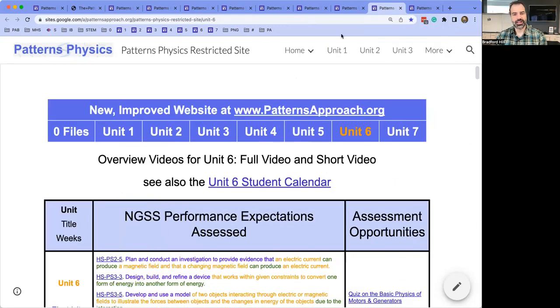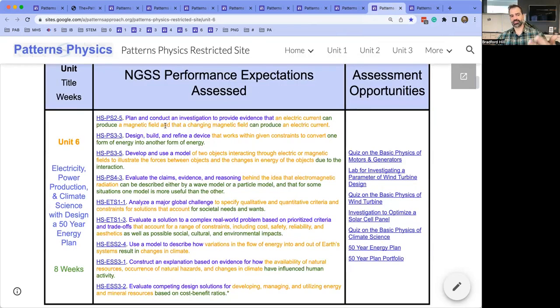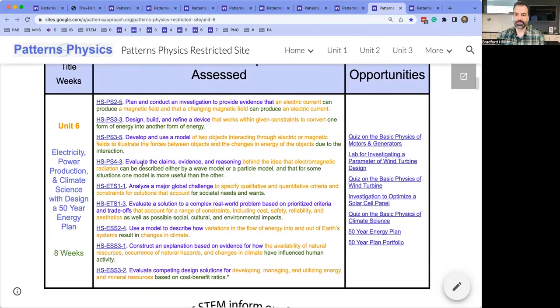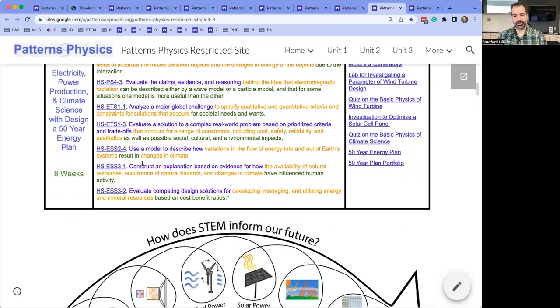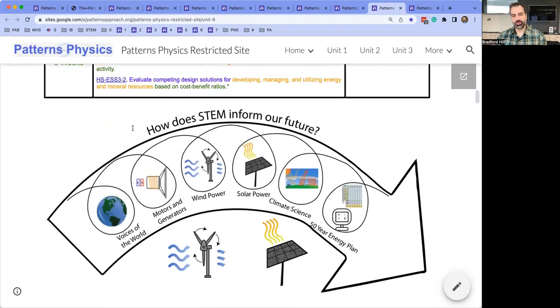Then we have Unit 6, and just look at all these performance expectations from physical science, earth science, engineering, and technology. So this is really our culminating unit. And I'll explain why Unit 7 is not, all right, when we get to it. So this one is, how does STEM inform our future? This is themed on students making a 50-year energy plan.